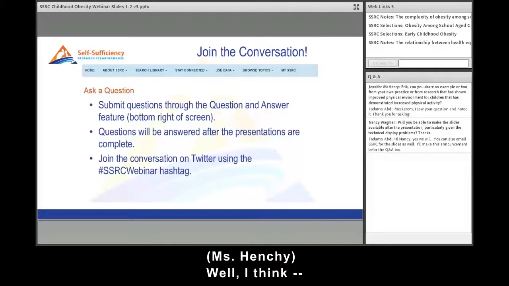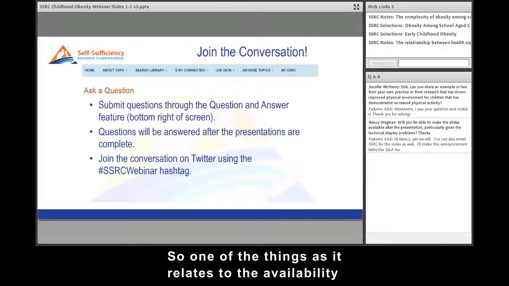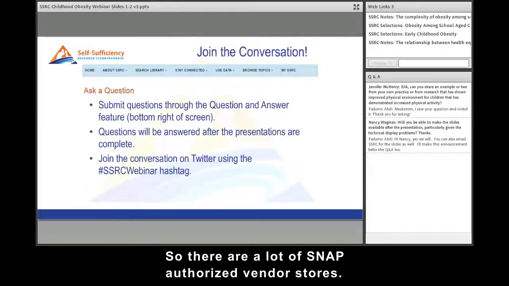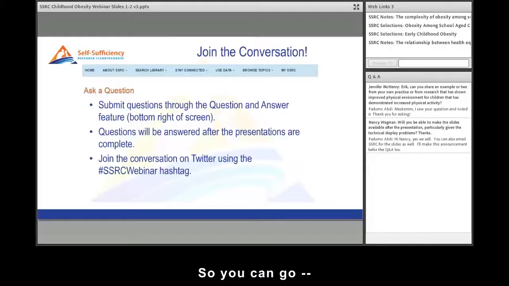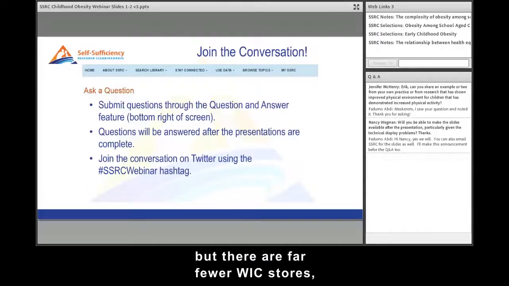Well, that's a great question, with interesting different components. One of the things as it relates to the availability of healthy food, there are two things about that. There are a lot of SNAP authorized vendor stores. USDA has a mapping function, and you can see all the SNAP stores in an area. But there are far fewer WIC stores.